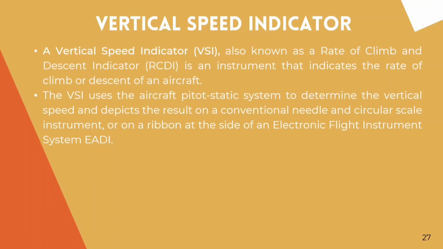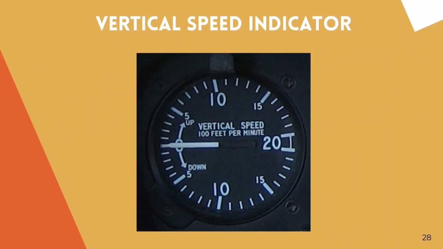Now let us talk about the vertical speed indicator. A vertical speed indicator, VSI, which is also known as rate of climb and descent indicator, RCDI, is an instrument that indicates the rate of climb or descent of an aircraft. The VSI uses the aircraft pitot static system to determine the vertical speed and depicts the result on a conventional needle and circular scale instrument or on a ribbon at the side of an electronic flight instrument system, which is called EADI. Have a look at the vertical speed indicator picture.